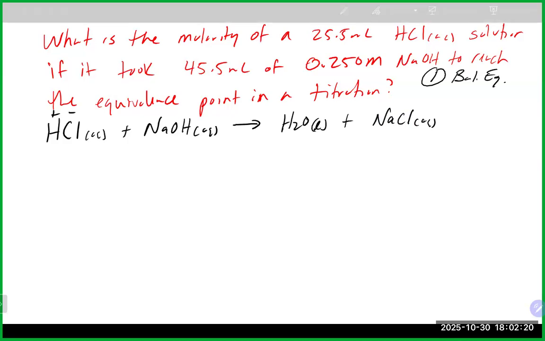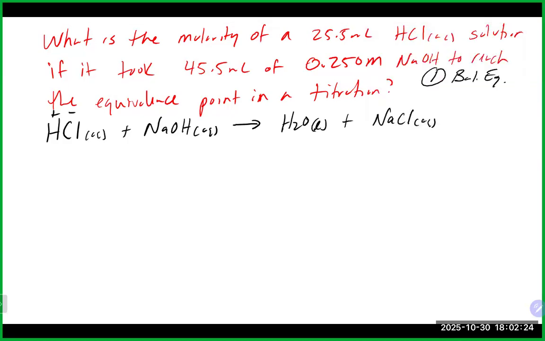All right, so what we do know, again, in terms of the HCl, is we do know the volume here, 25.5 milliliters, and we are looking for the molarity. For the sodium hydroxide, we know the volume is 45.5 milliliters, and we know the molarity is 0.25 molar.